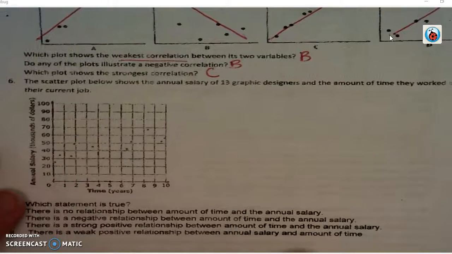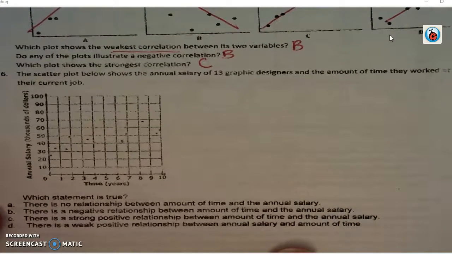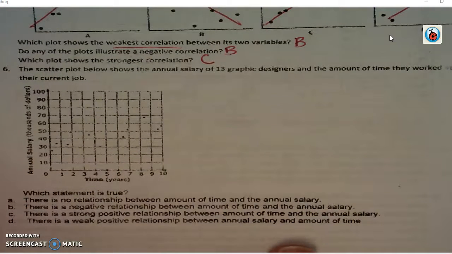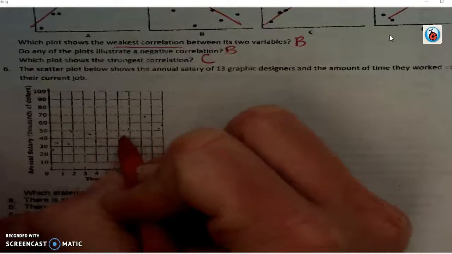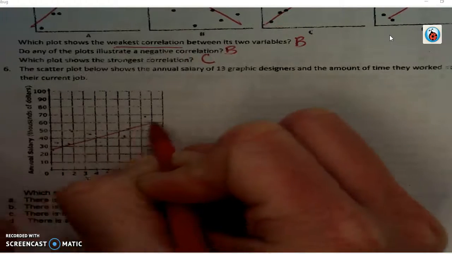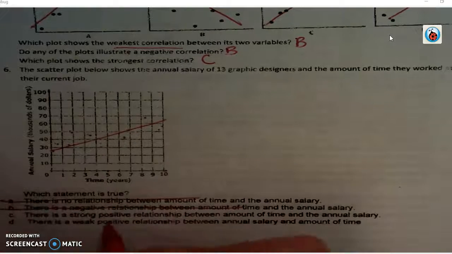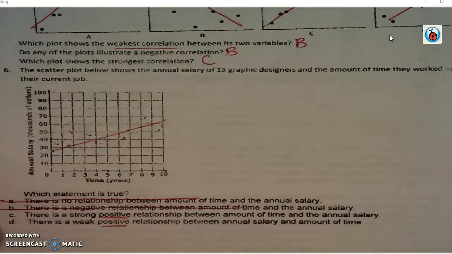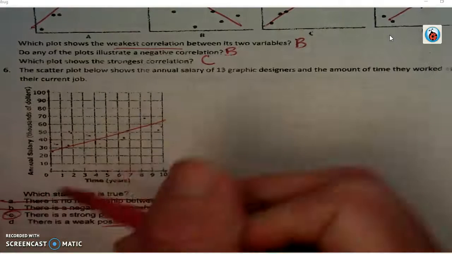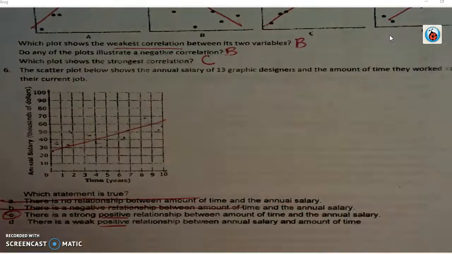Number 6, the scatter plot below shows the annual salary of 13 graphic designers and the amount of time they worked at their current job. Which statement is true? So it's hard to see these dots, but here is your line of best fit, which is positive. So you can mark out A and B. Is it strong or weak? I would categorize that as strong. The dots are not too far scattered, so I would say strong. But that one is subjective.